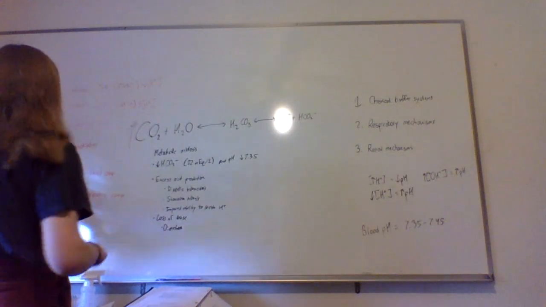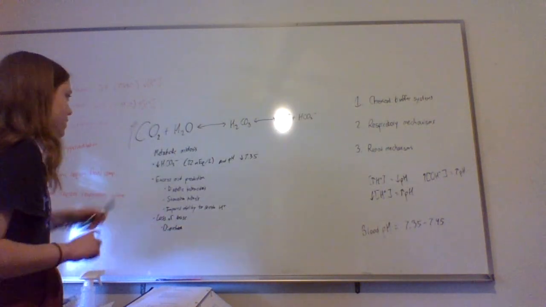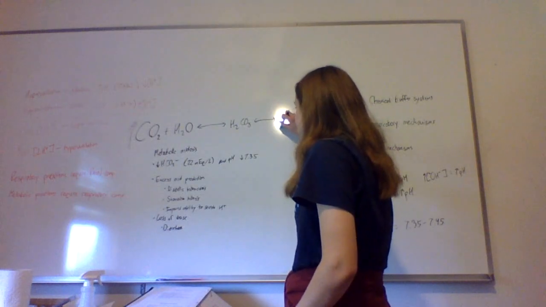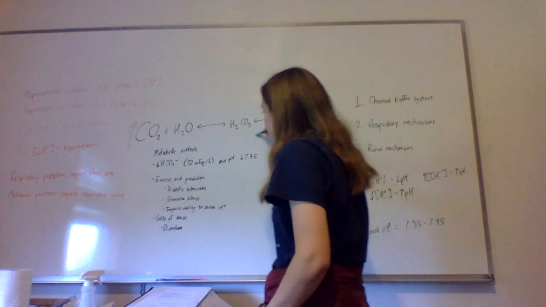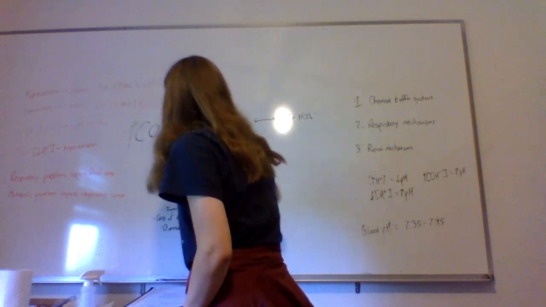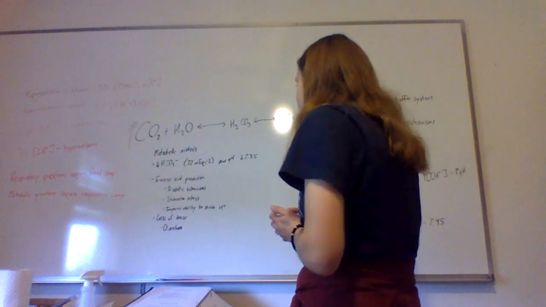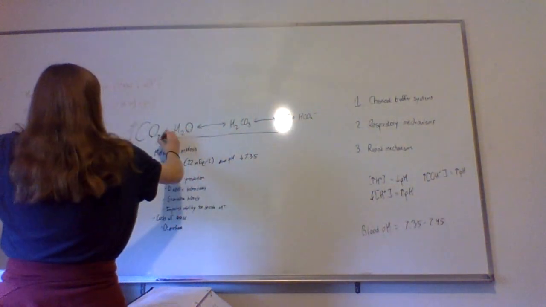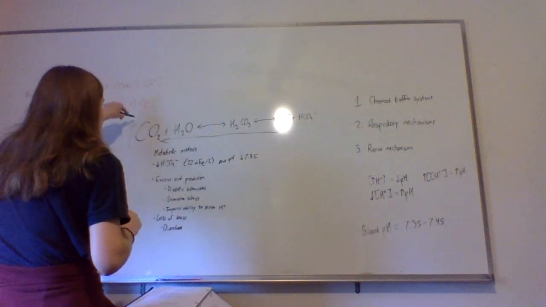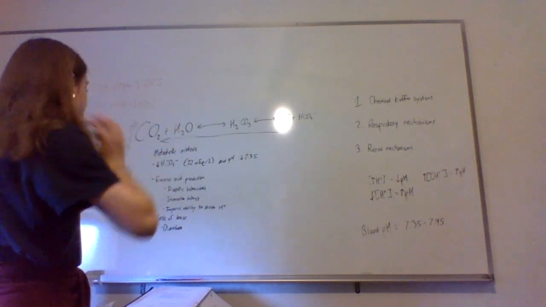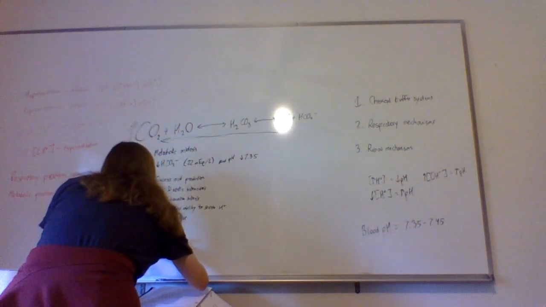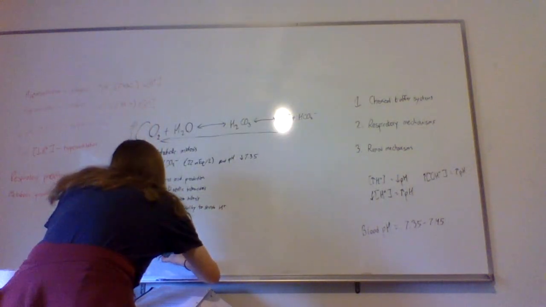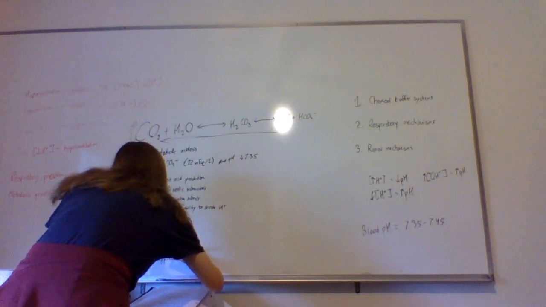Alrighty, so as I said, metabolic problems require respiratory compensation. So we have low this and high this. So the reaction goes this way. So what is that going to cause? That's going to cause us to shift the reaction that way, and that's going to cause an increase in CO2. And how do we want to get rid of that? We want to get rid of that by hyperventilating.